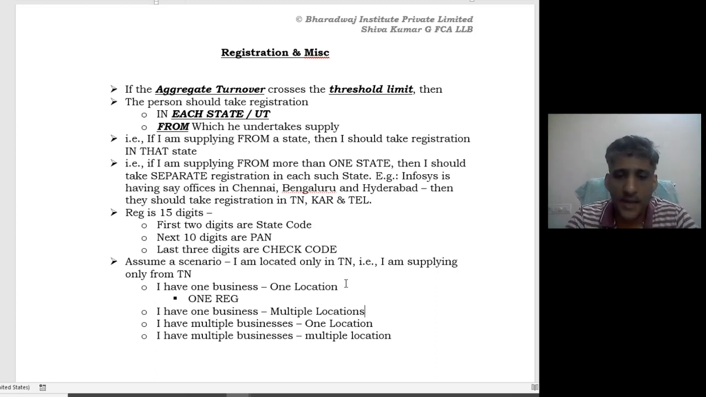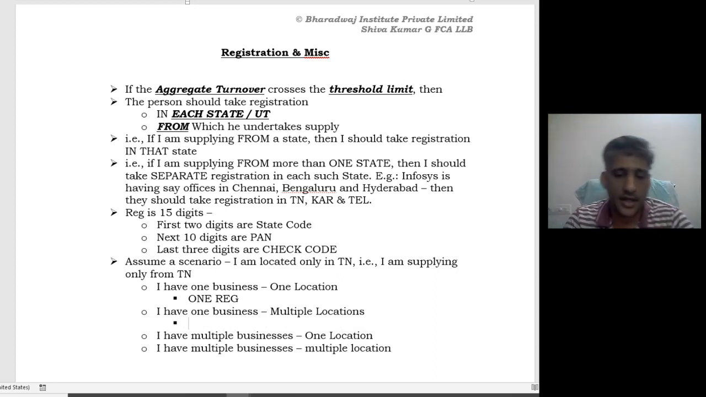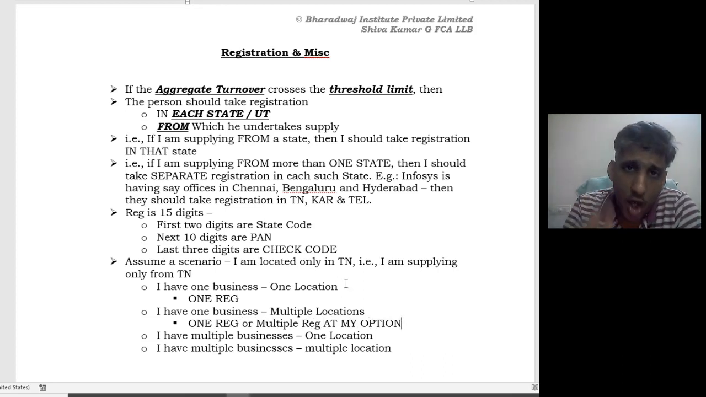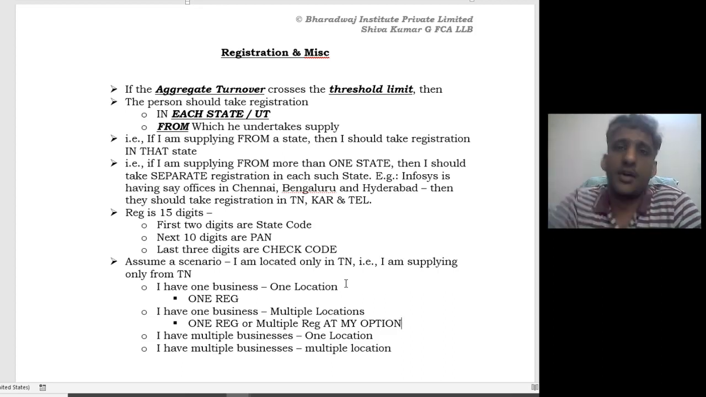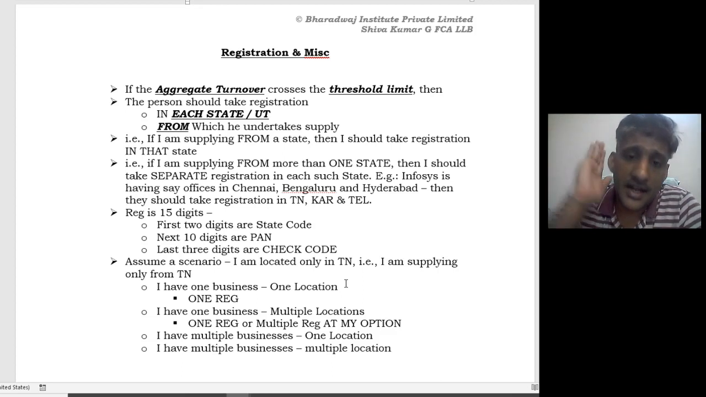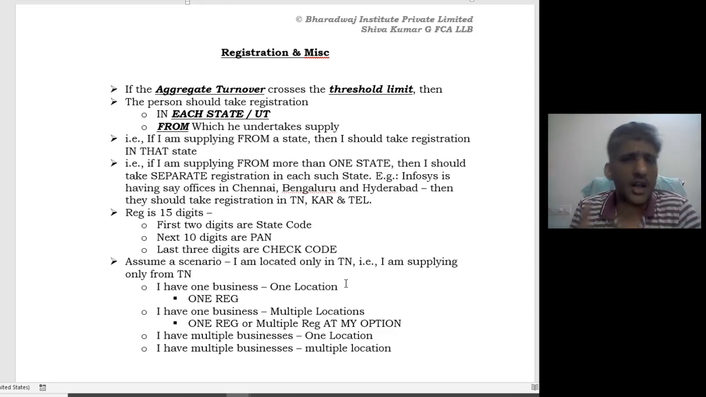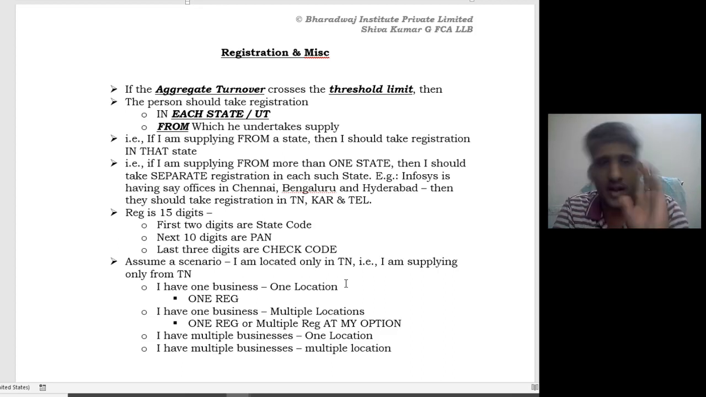Okay. If I have one business, multiple locations, I will take one registration or multiple registrations at my option. It is my option. Does the GST law say, does the government say, does the department say, Shiva, you have a steel business, that steel business is there in 5 different places within Tamil Nadu, therefore you should take 5 different registrations? Does the law say that? No, the law says very simple. If it is within Tamil Nadu, if it is one business, one location, multiple locations, I don't care. I want you to take only one registration.